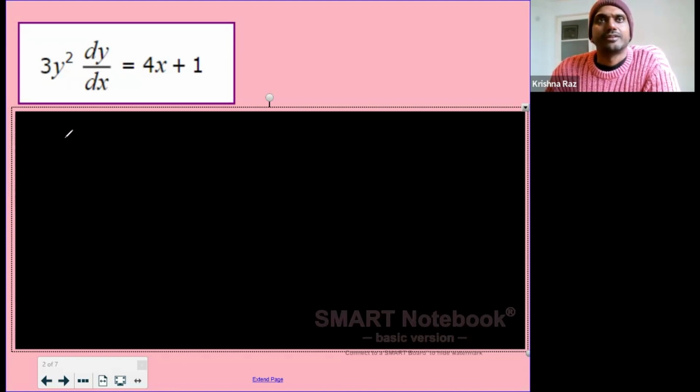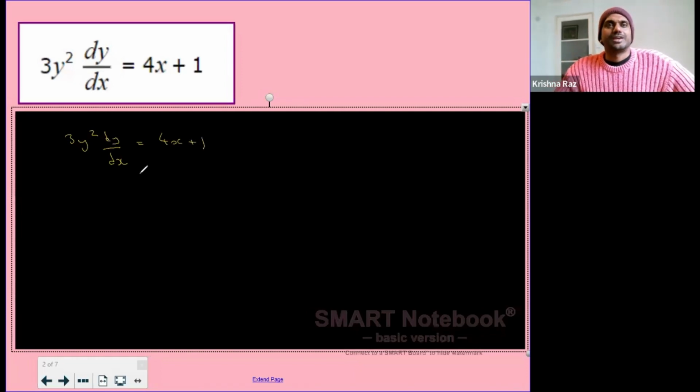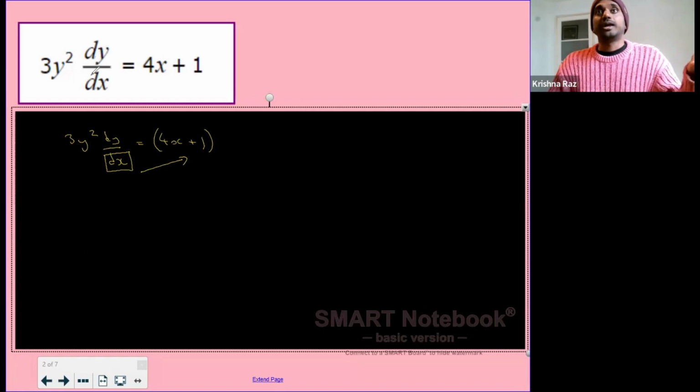we have 3y squared dy by dx equals 4x plus 1. So what we need to do is get the x's on one side and the y's on the other. And that includes the dy and the dx. So the dy and the dx will just follow the usual rules of multiplication. So we can just multiply over there. And to turn the dy by dx into a y equals, what we need to do is integrate.